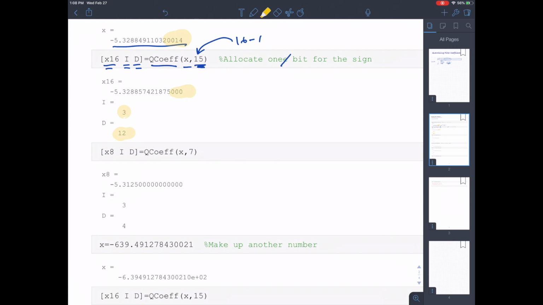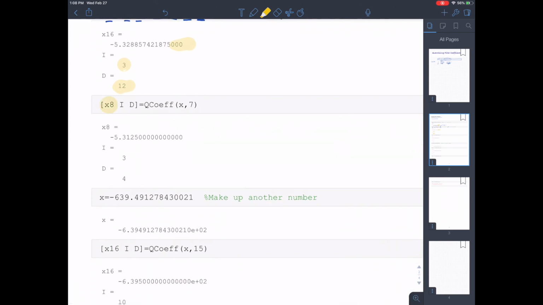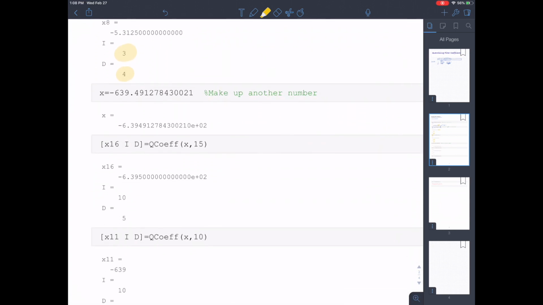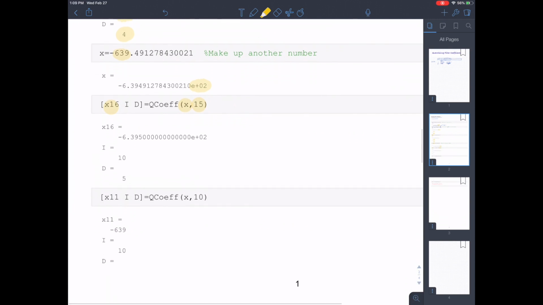Okay, so if you did this to 8 bits, what would it turn out to be? Well, you still need the 3 bits for the integer part, and you just have fewer bits for the decimal part. Okay, one more example. Take another number. This time the integer part is bigger. In MATLAB here, using scientific notation, e to the 2, it's negative 639.394912, and so forth.